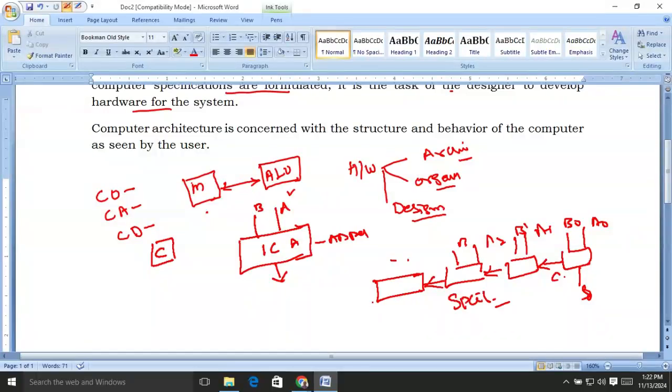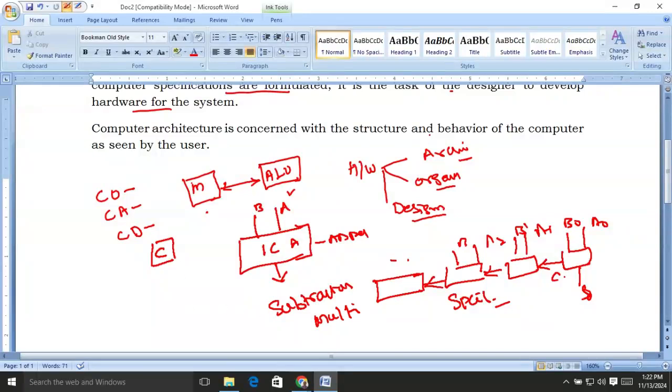So this is addition. If we design a subtractor, the design is entirely different. Suppose we design a circuit to perform multiplication. The multiplication circuit design is entirely different.